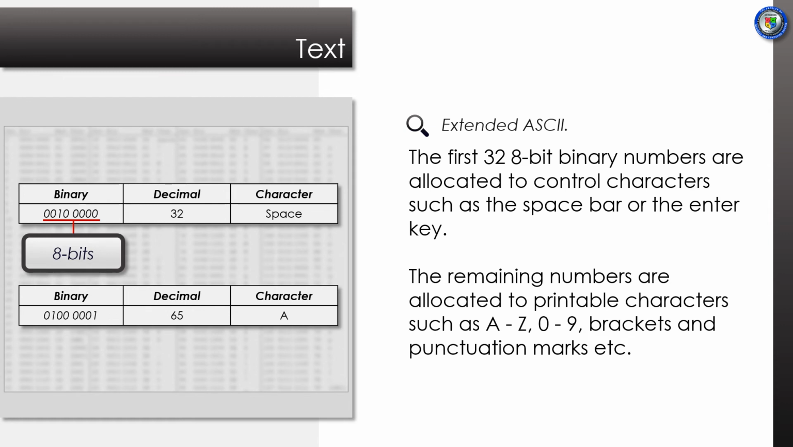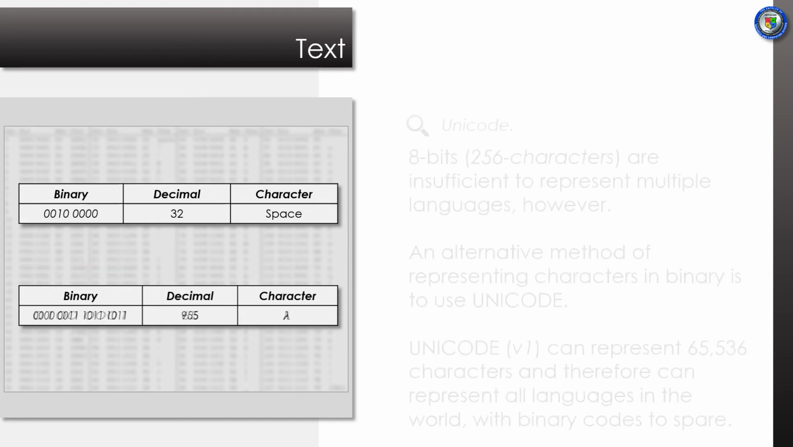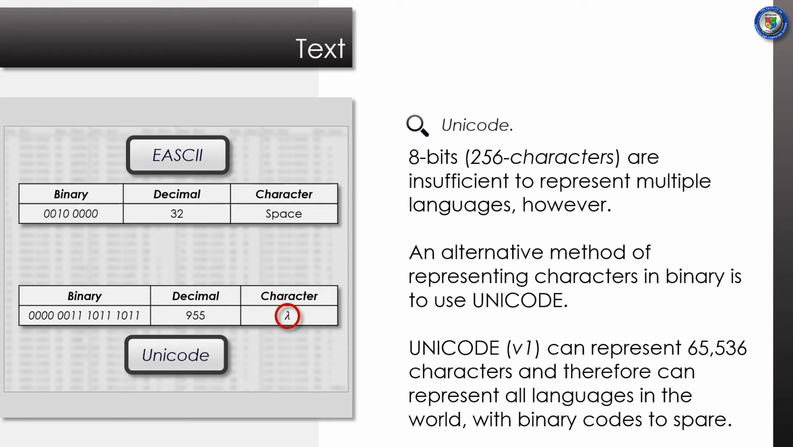The first 32 8-bit binary numbers are allocated to something called control characters, such as your spacebar or the enter key. The remaining numbers are allocated to printable characters such as capital A to Z, 0 to 9, brackets and punctuation marks, etc. Using only 8 bits for extended ASCII means that we can only represent 256 characters. Ultimately, this can be insufficient to represent multiple languages.